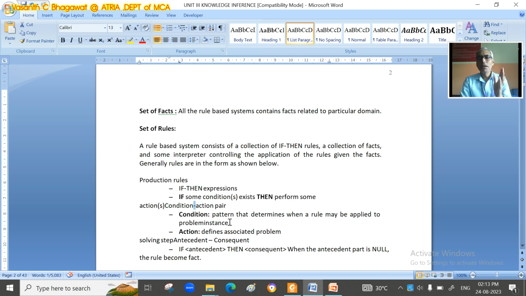So what do conditions mean? These are the patterns that determine when a rule may be applied to our problem instance. You check the left-hand side condition. It is like a pattern that determines when I should apply this rule. So you compare the left-hand side pattern and check, okay, now I am going to apply this particular rule to a particular problem instance, from one particular state or the initial state.